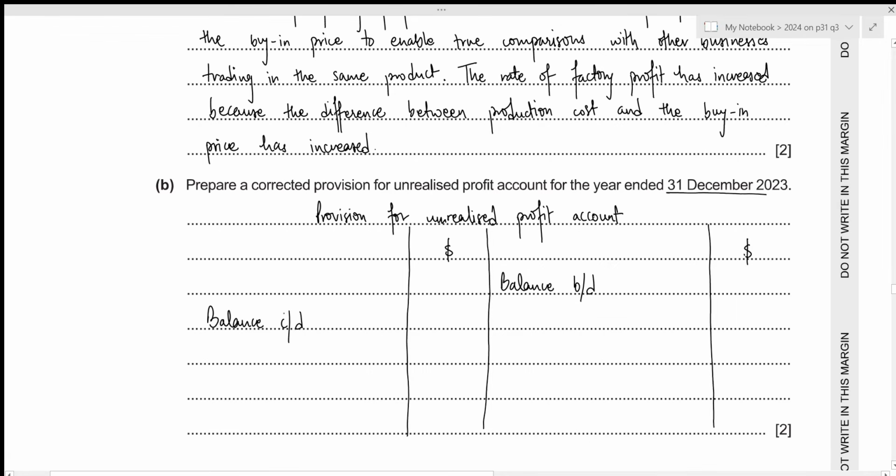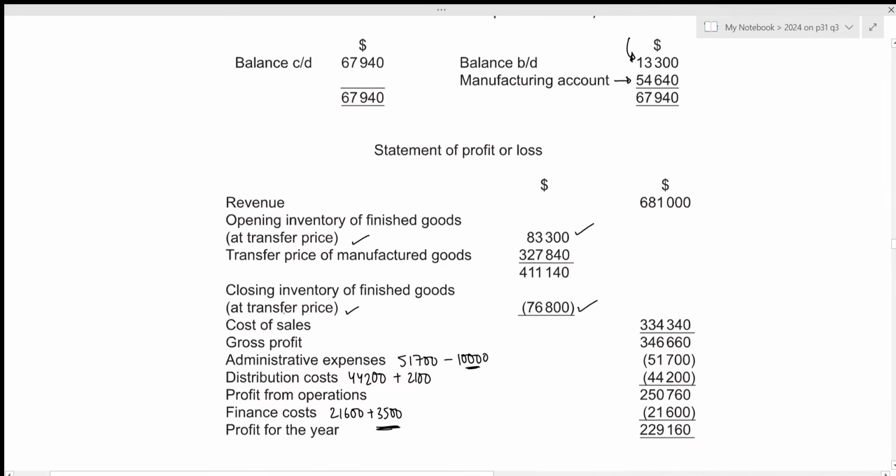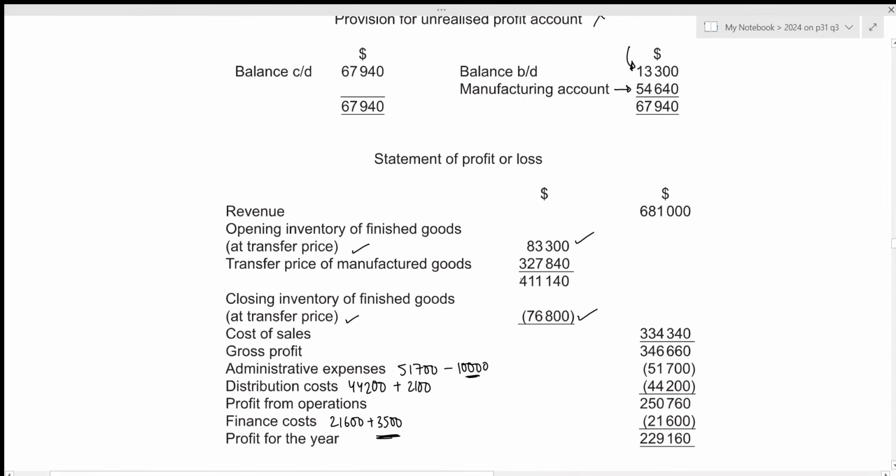Okay, and these two balances will just reflect the profit associated with the opening inventory and the closing inventory of finished goods. In this case, we were told that the values of the inventory given within the draft statement of profit or loss were correct. So this value as well as this value is correct, and these are the values at the transfer price. Transfer price means that it includes the cost as well as the profit. The opening balance and the closing balance is the profit part. We need to figure that out.